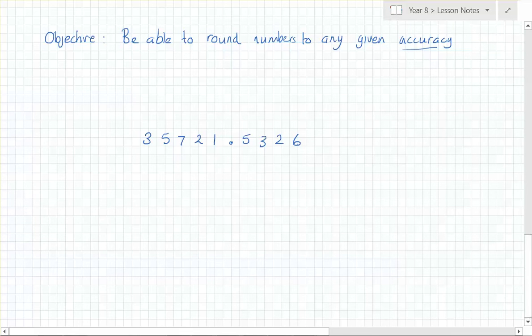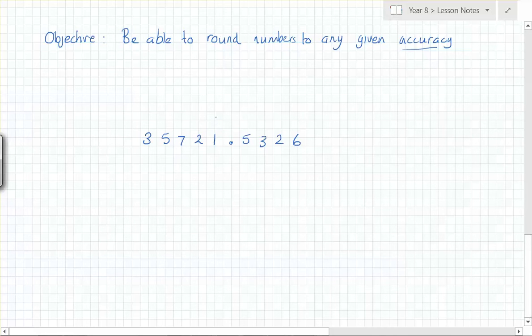I have a number. I have lots of numbers there, but it's actually representing one number. Who can read that number to me? Kian? 35,721.5326. Some people would say it's 0.5326, but we don't do that because this side has special names. What are the names of each value of each column?